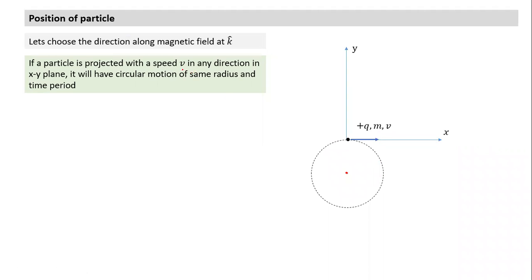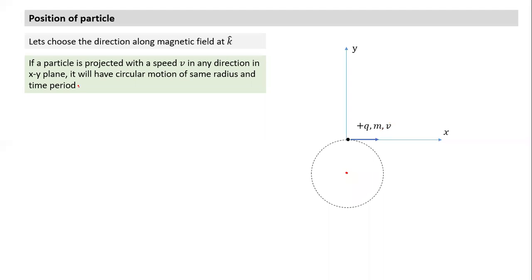It will undergo circular motion if the particle is projected at speed v. And in this particular case, what have we taken? We have taken v to be in which direction? Along the X direction. But if we project with the same velocity in any direction in the XY plane, will it still have circular motion? In this particular case, we have projected along the x direction. What happens if you project in some other direction in the xy plane? Will it still have circular motion of the same radius and time period? Yes or no?